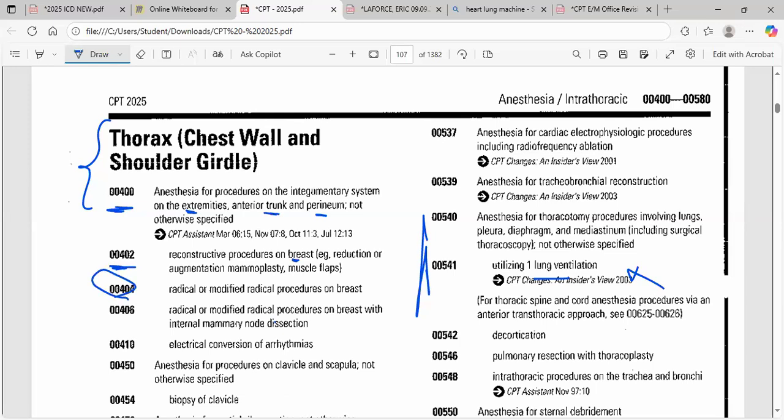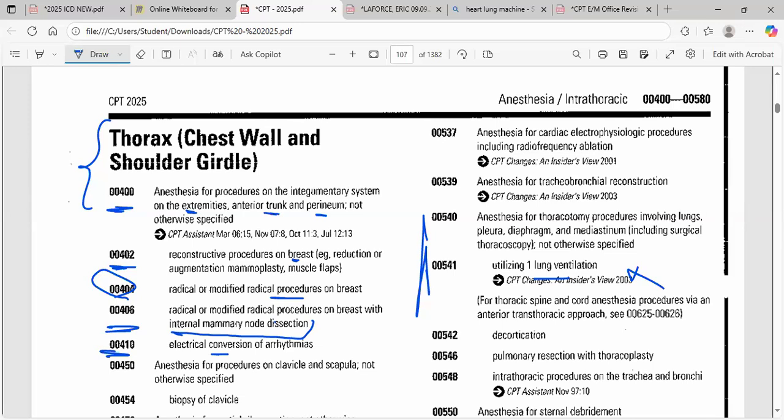Then we have 00404, radical and modified radical procedures on the breast, and this one is with internal mammary node dissection. So even though it has been a radical procedure, lymph node has been dissected. Still, if the internal mammary node dissection has also been performed, then we are going to use 00406.